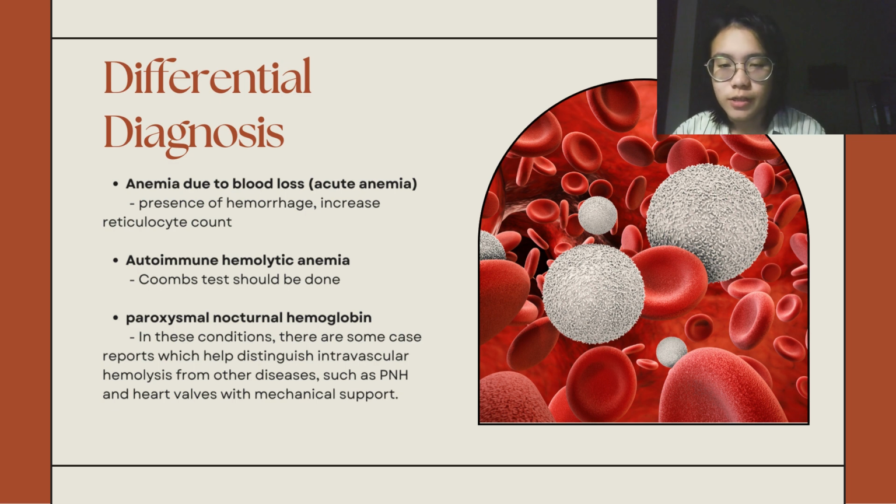For the differential diagnosis, the diagnosis of congenital hemolytic anemia is made by a combination of anamnesis, clinical examination, and laboratory tests. The presence of hemorrhage, which causes a sudden drop of red blood cells in clinical evaluation, might be a sign of anemia due to blood loss or acute anemia. Blood loss anemia also presents elevation of reticulocyte count on the laboratory test as the result of bone marrow compensation for the red blood cell loss.